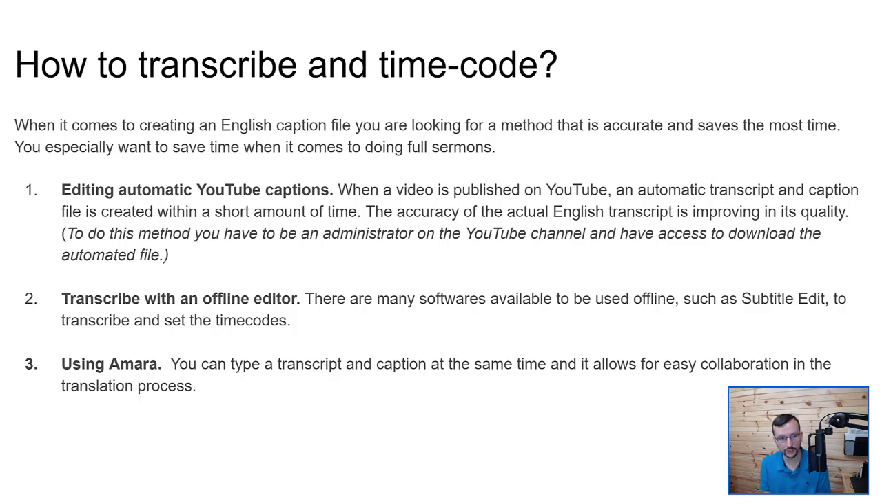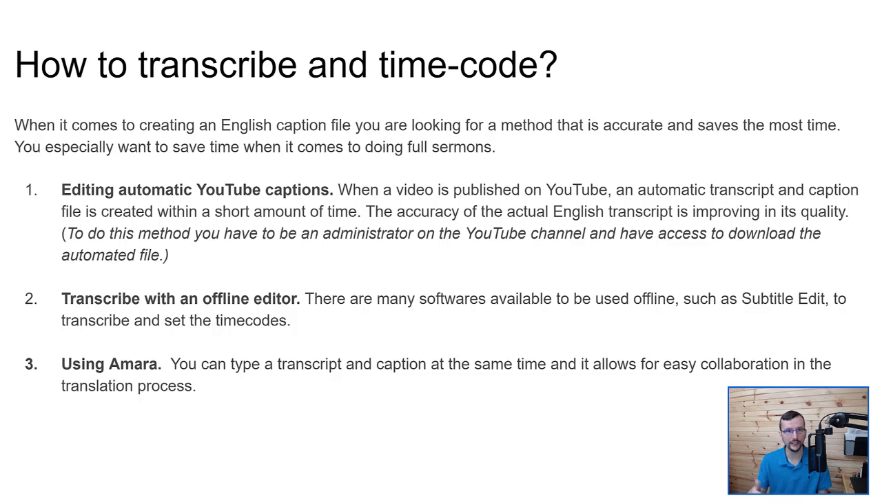So on the website, this is just an overview video, but we're going to have specific videos showing you certain methods. And here are those methods. The first method is you can edit automatic YouTube captions. When you publish a video to YouTube, an automatic transcript and caption file is created within a short amount of time. Now, the accuracy of the actual English transcript is improving in its quality as the years go by.